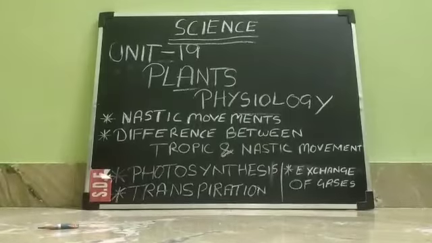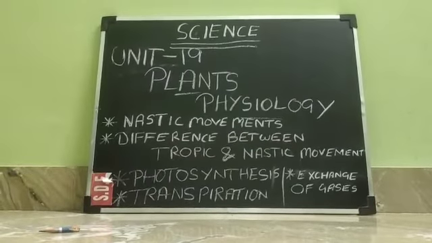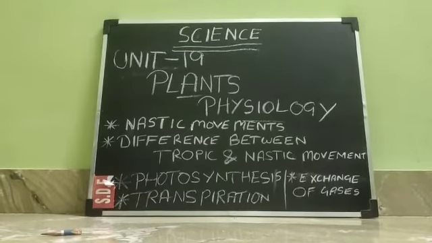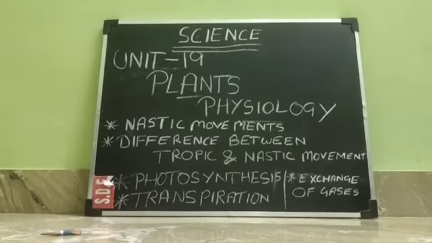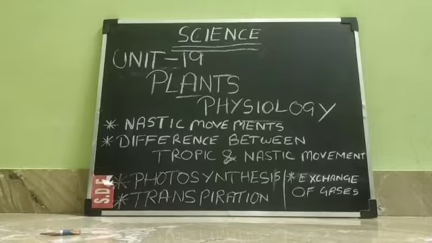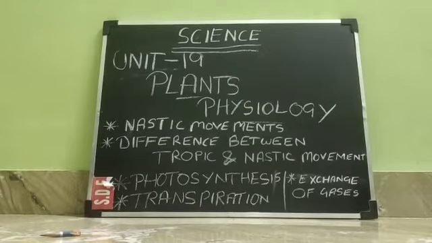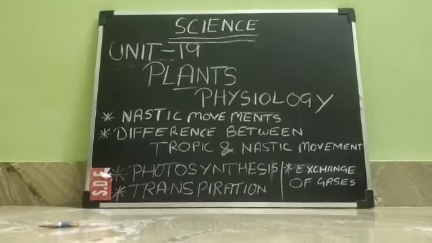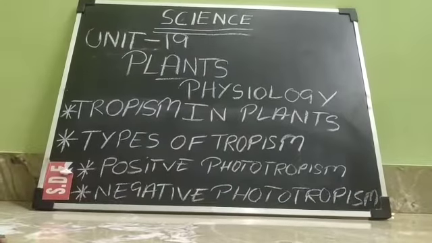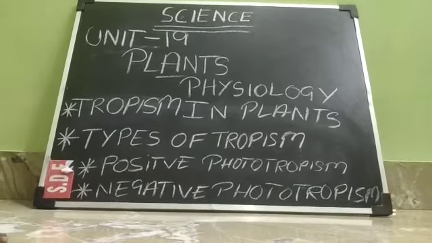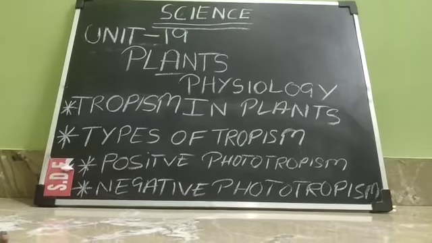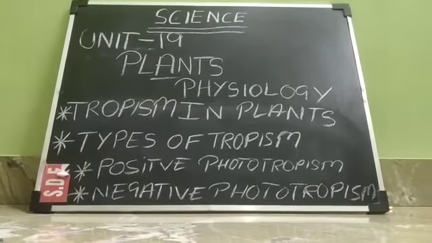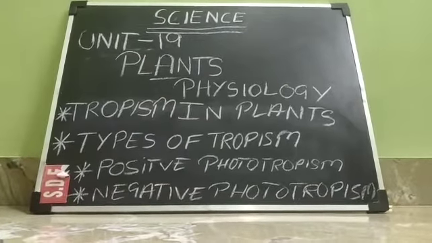In this video, we are going to learn about Unit 19, Plant Physiology. In this lesson, our topics are nastic movements, difference between tropic and nastic movements, photosynthesis, transpiration and exchange of gases. In the last class, we saw tropism in plants, types of tropism, positive phototropism and negative phototropism. Let's start the lesson now.